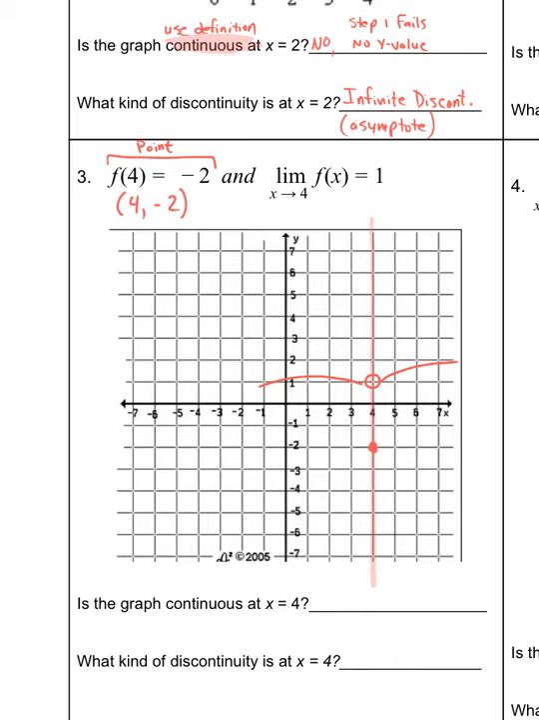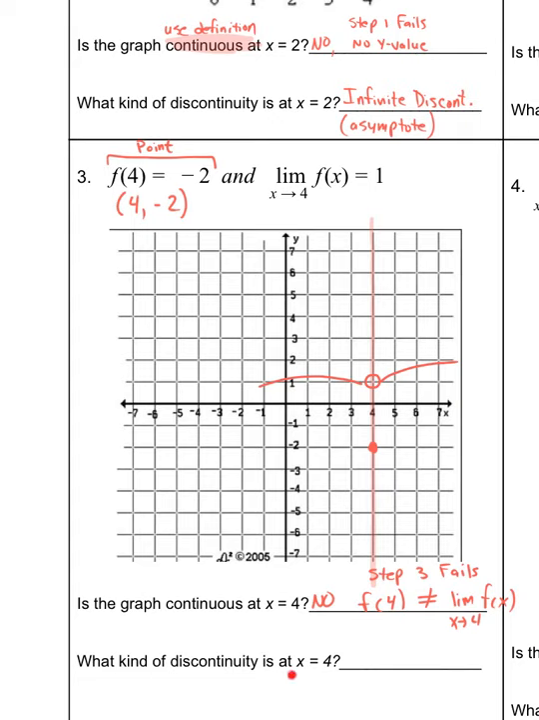But we do not have step 3. The limit is not equal to the y value. The y value is at -2. The limit is at 1. So we are going to say no, and we will say that step 3 fails. All right, so f of 4 does not equal the limit as x approaches 4 of our function.